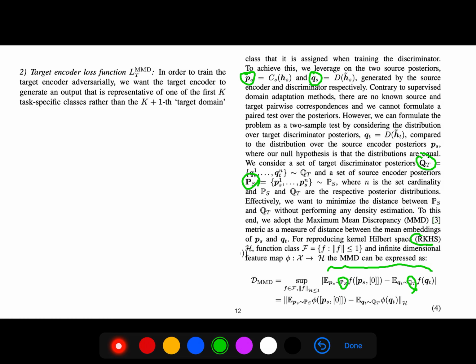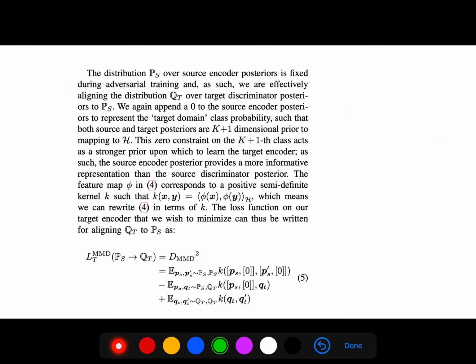I have a video, not a playlist, on this reproducing kernel Hilbert space, where I explain all of these things. But the important thing is that we are still using this maximum mean discrepancy as our measure to reduce domain shift.